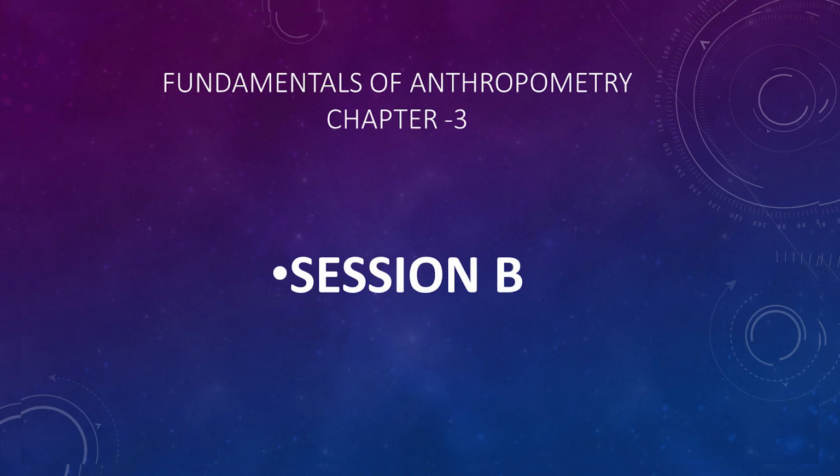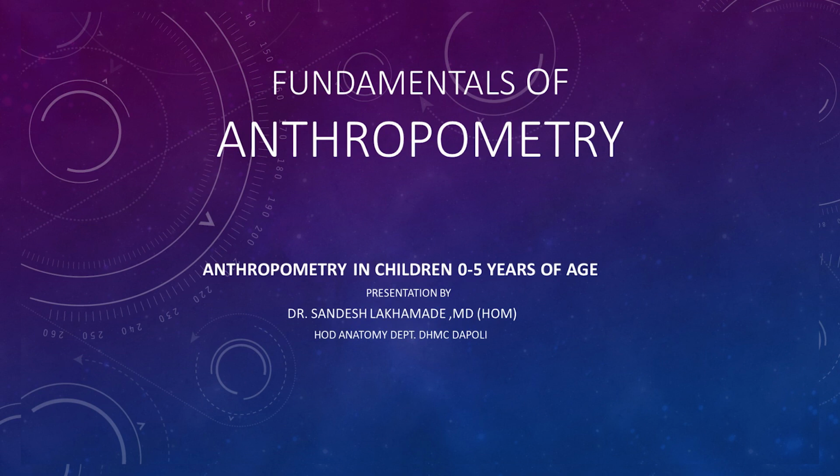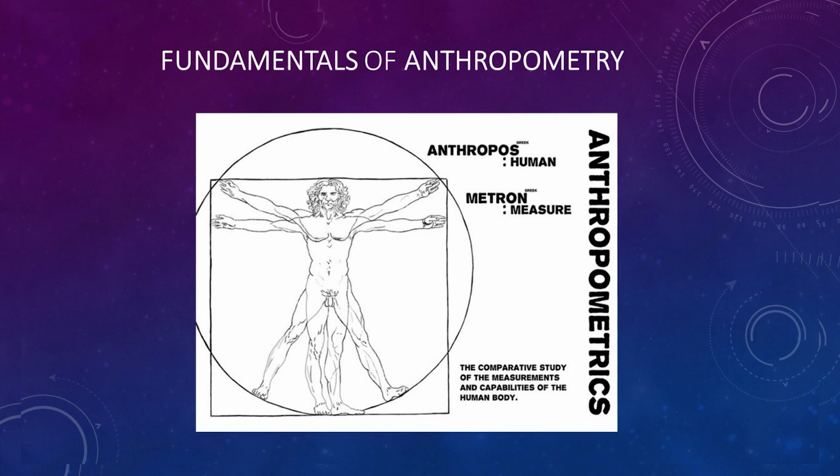Before that, we will revise in short what we learned in session A. In session A, in anthropometry of the child age group 0 to 5 years, what we examine is low birth weight babies, then stunting in the babies, then microcephaly, then macrocephaly. These were the manifestations we saw in the age group 0 to 5 in session A.